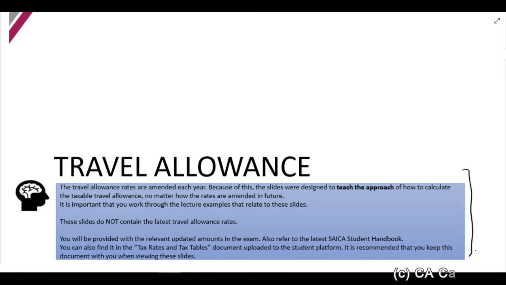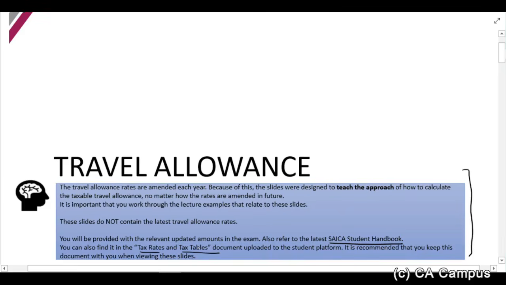Now, please note that you will be provided with the most recent travel allowance deemed costs in the exam. You can also find it in the latest version of the SACA student handbook. And you'll see that on the student platform, there's also a document called tax rates and tax tables that contains the most up-to-date rates. So please, I recommend get that out and have it with you if you want to follow with the most recent rates.